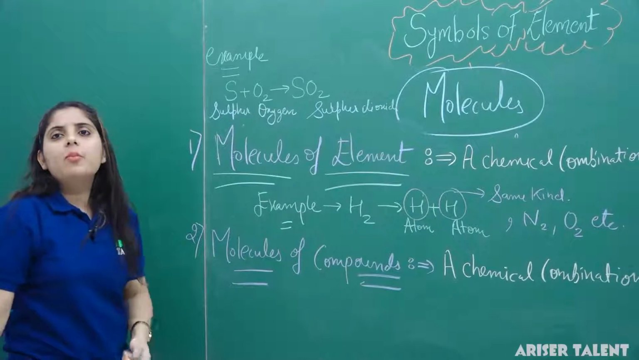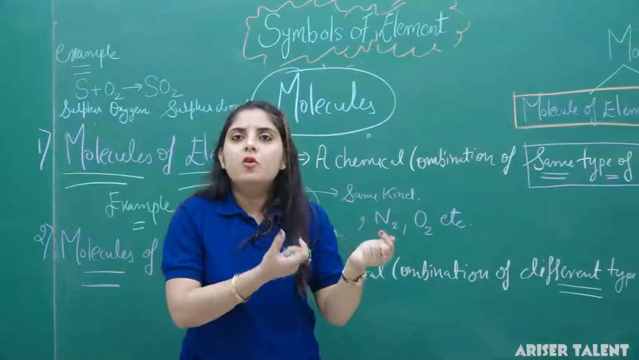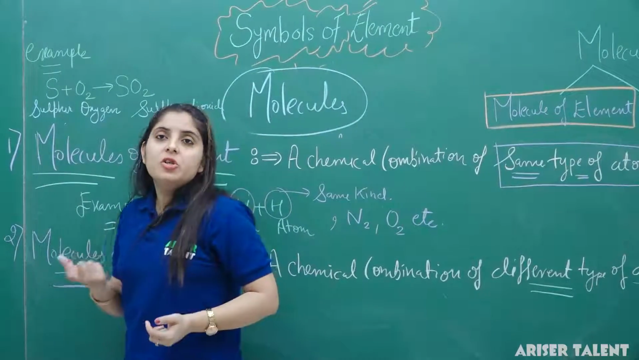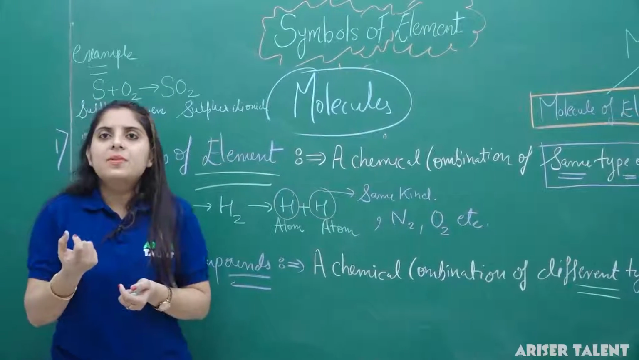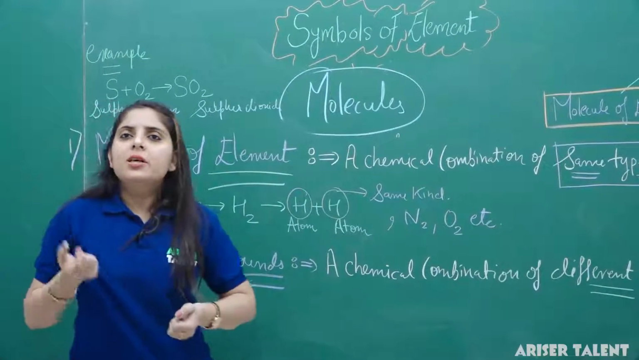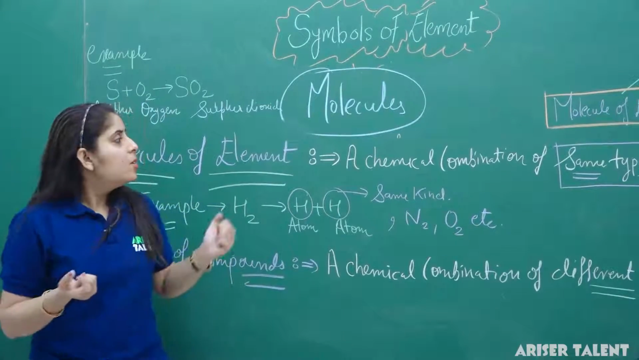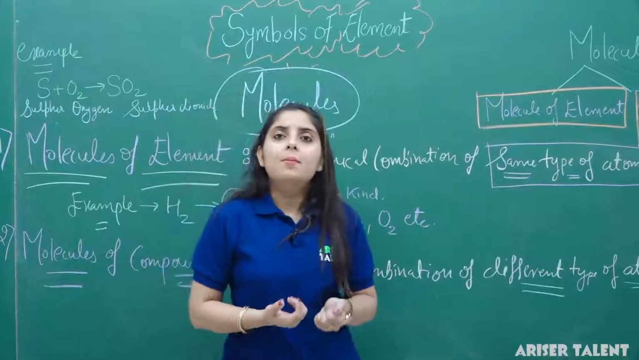In this category we have many more examples like carbon dioxide. It is basically the combination of carbon and oxygen. We have calcium oxide. It is the combination of calcium and oxygen. CaO is basically termed as lime, which we use for whitewashing the walls of our house. So these are the categories of molecules, of elements and compounds.